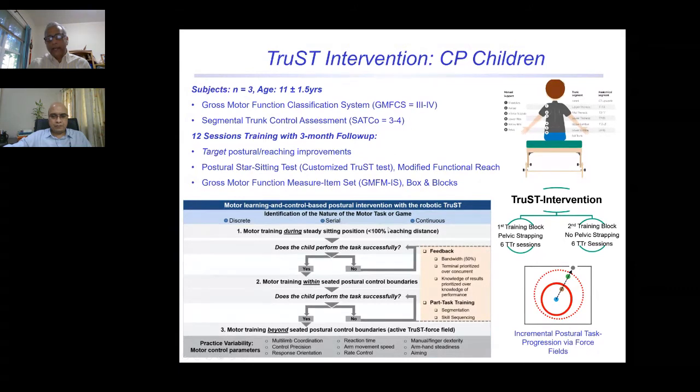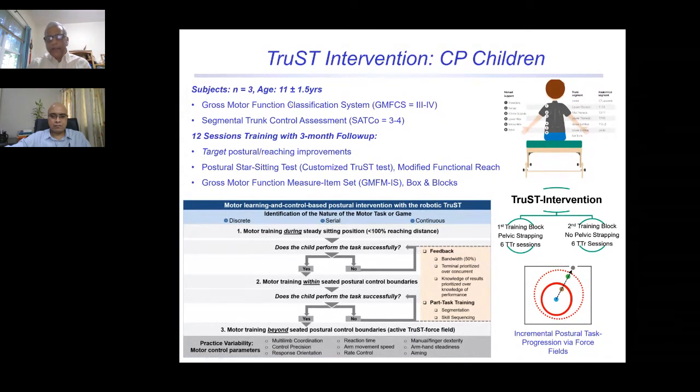We recruited 4 children with cerebral palsy, somewhere in the age of 11 to 12 years. If you think of the trunk, there are areas 1 through 6, depending on where you need support in order to perform the task. There is an assessment called SATCO, which allows us to assess where exactly you need trunk support. And there is also the Gross Motor Function Classification System. These are children who are unable to walk by themselves and need a wheelchair. Levels 3 and 4 mean that, and we're looking at those kinds of children.